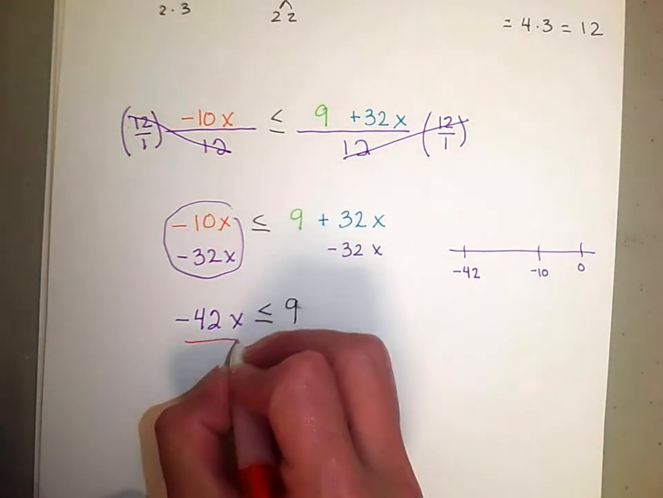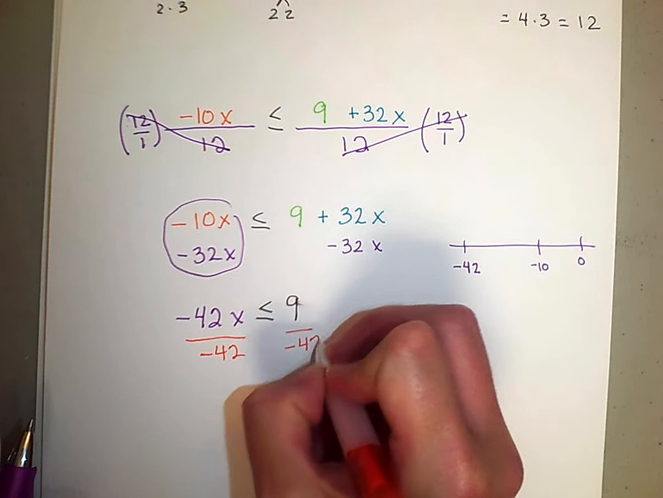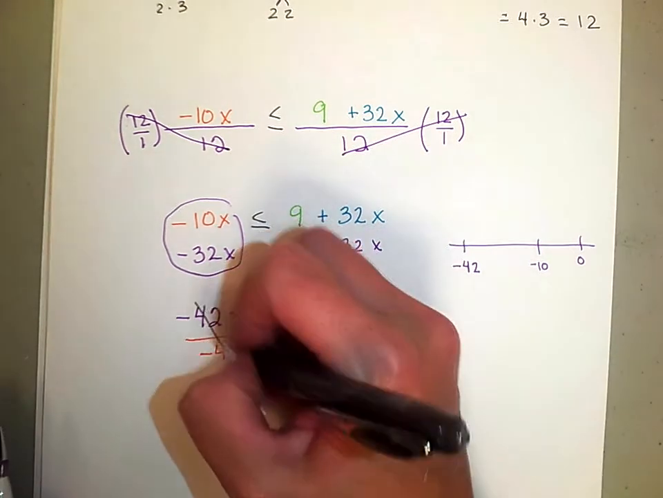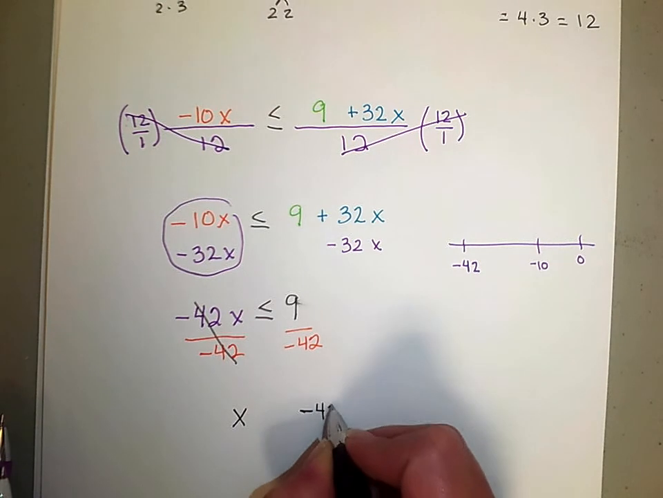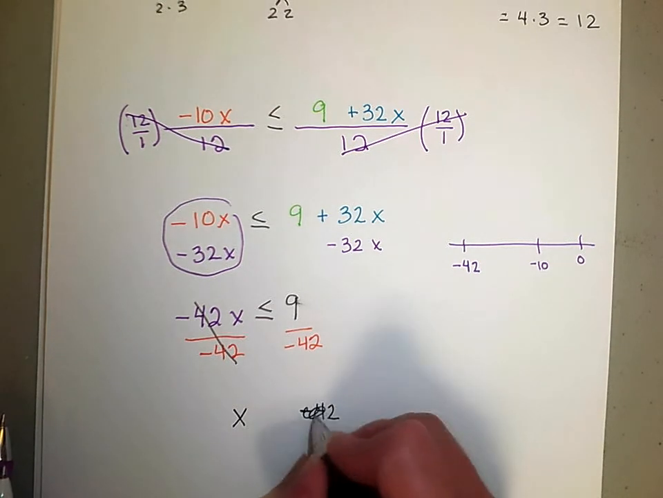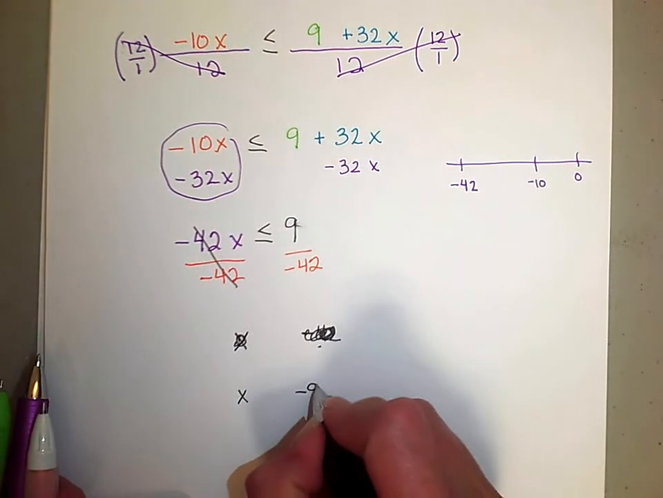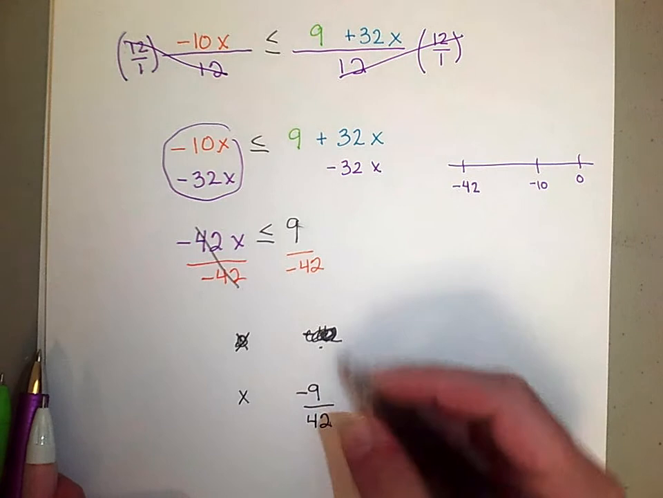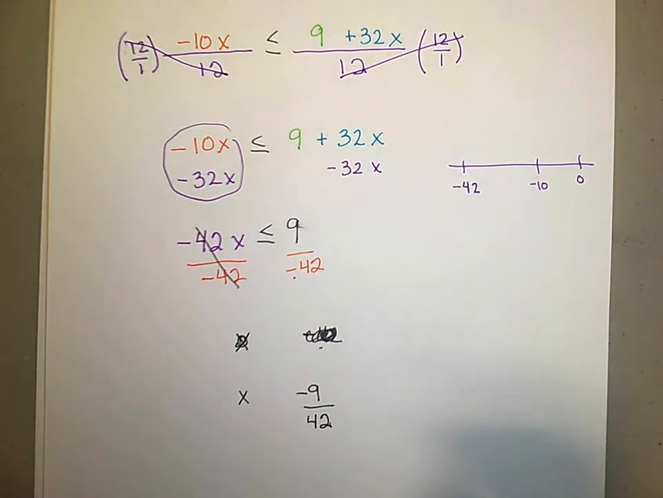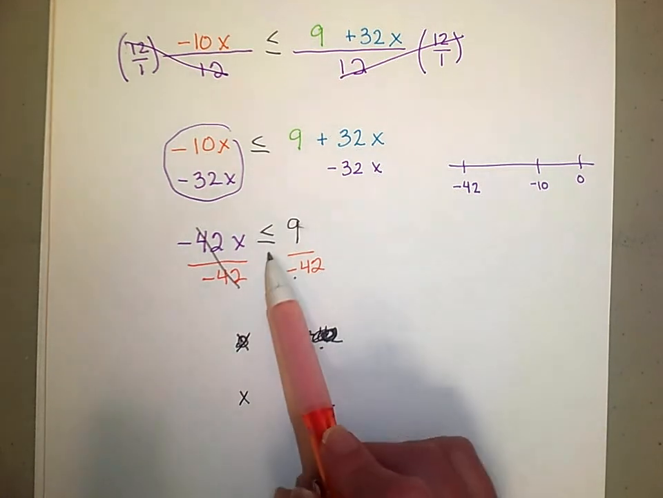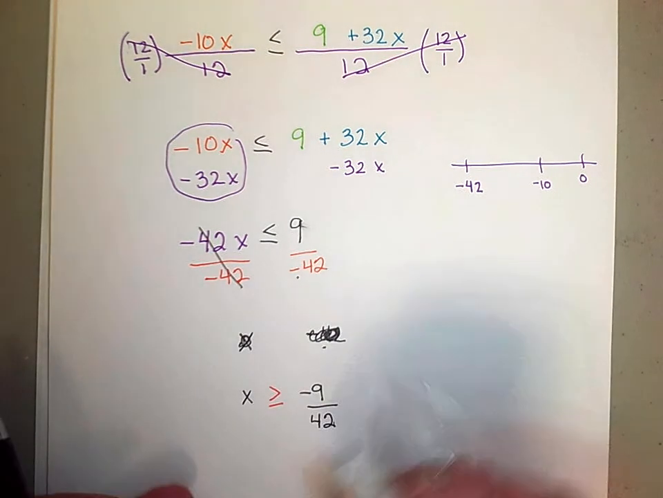Now we can divide by the negative 42. 42's will cancel. And on this side, again, I like to move that negative up top, so it's negative 9 divided by positive 42, just because it's easy to forget about this and lose it when it's in the denominator. But in this case, remember, I've divided by a negative, so I need to change this.